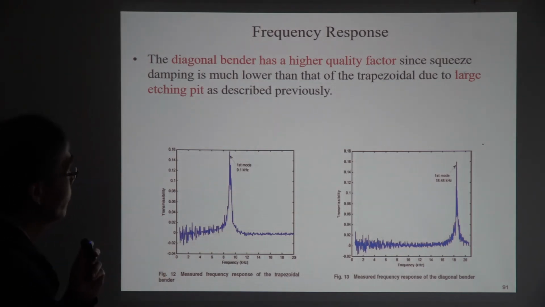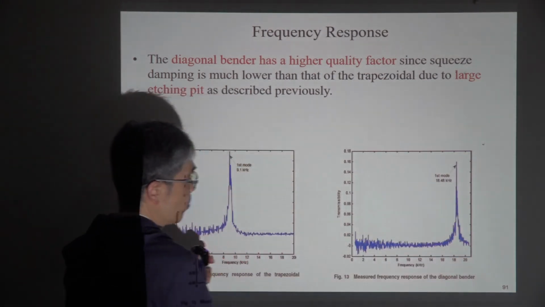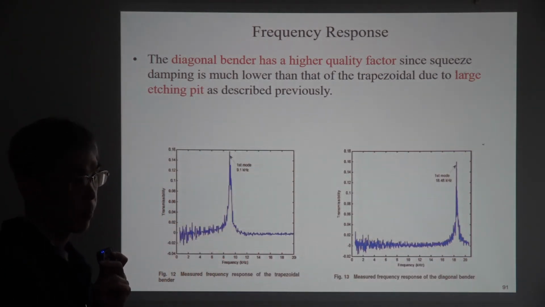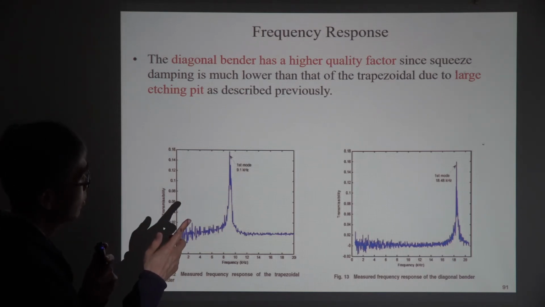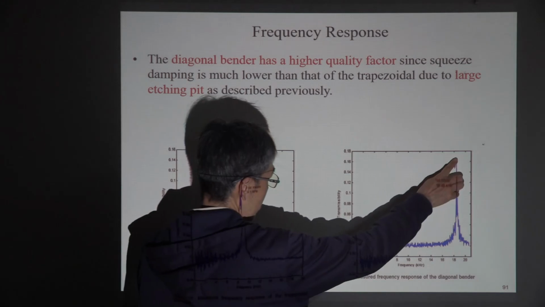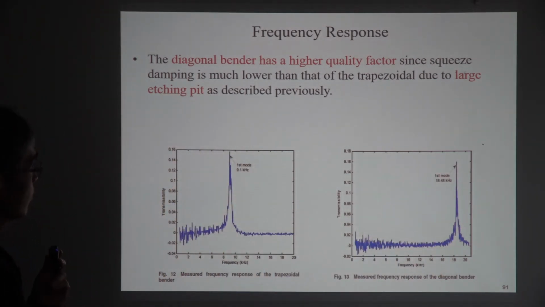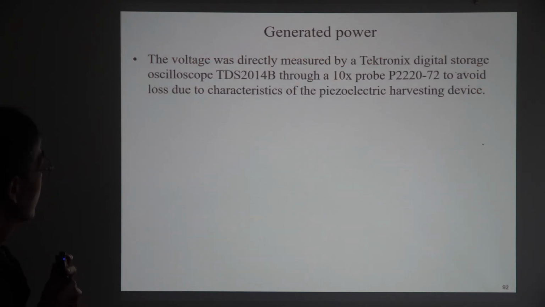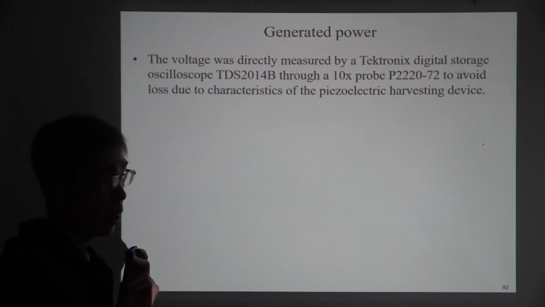See, the diagonal bender has a high quality factor because it's very sharp. Remember, the quality factor means the sharpness of the frequency response. And the voltage was measured by the oscilloscope.